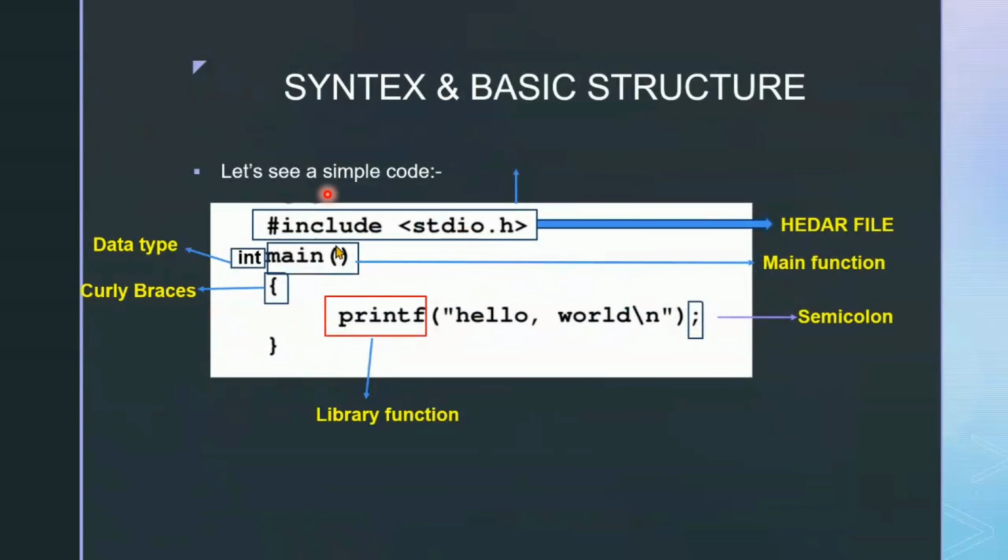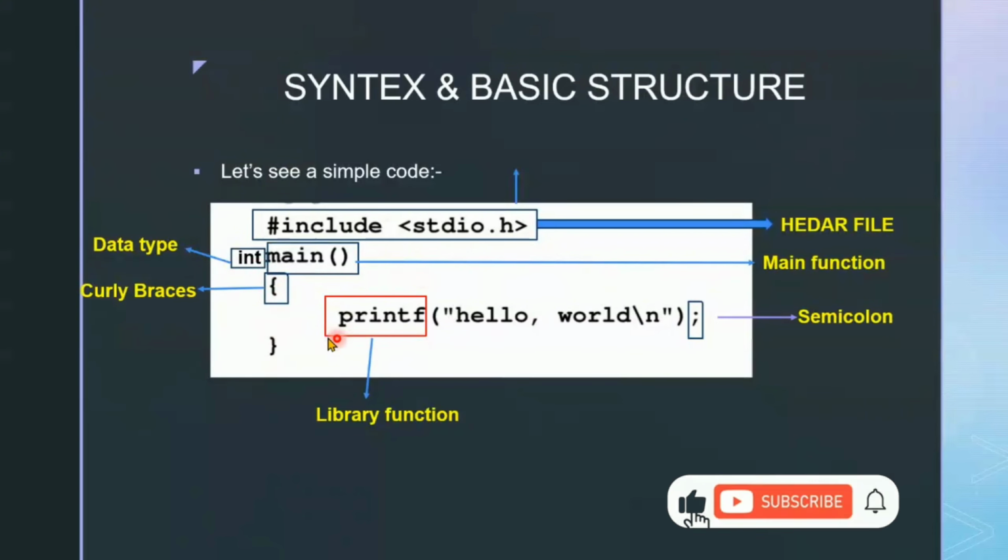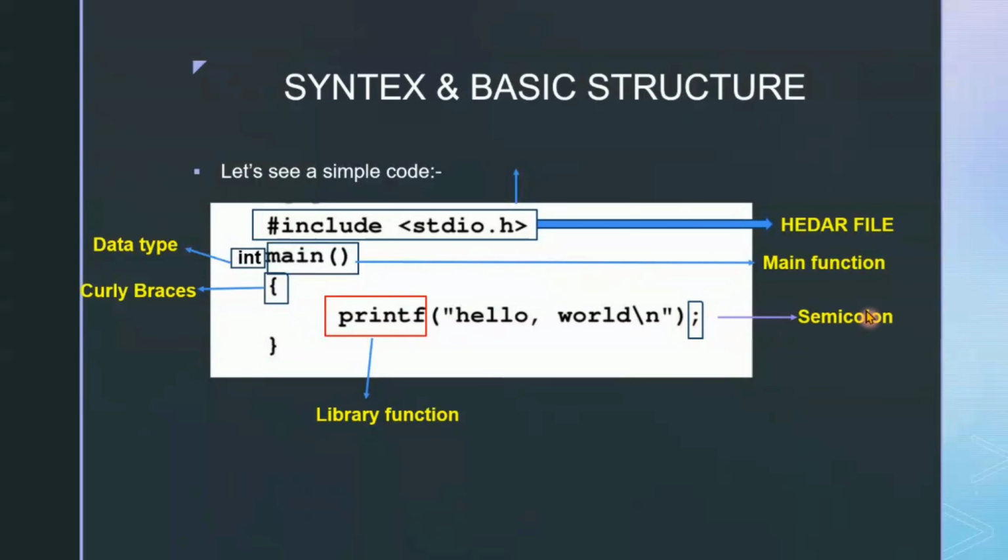Here you can see a simple code. The first line of the code is the header file: #include <stdio.h>. It's a header file. In the second line, we can see int, which means integer. It's a data type. And you can see a main function, and here are the curly braces, and here printf is a library function, and here is a semicolon, and the semicolon is mandatory for every C programmer.